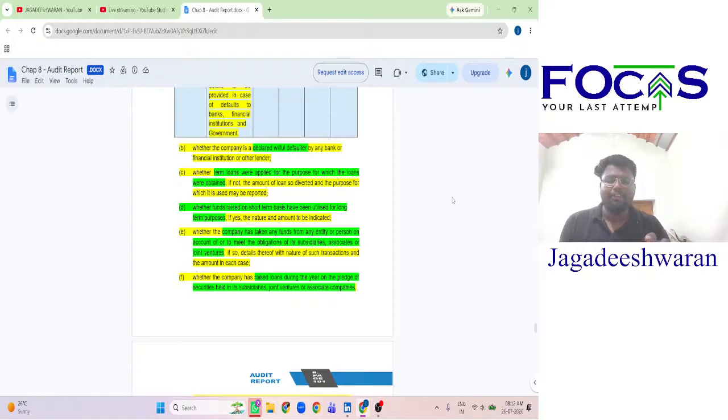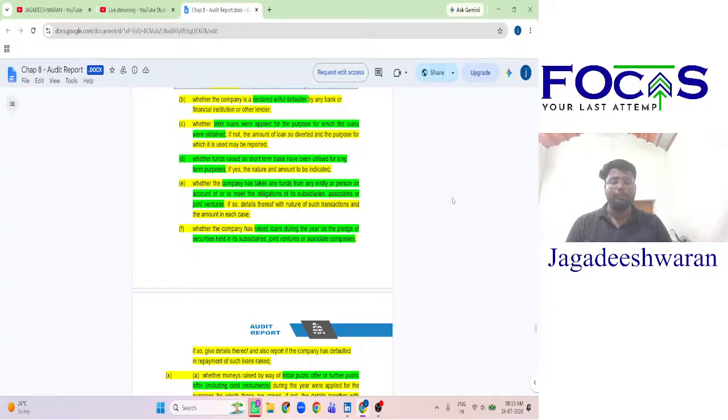The fourth point: whether funds raised on a short term basis have been utilized for long term purposes; if yes, the nature and amount to be indicated. If we obtain a loan on a short term basis but invest or utilize it for a long term purpose, we cannot take the return out of it to repay on a short term basis, because short term means the repayment term will be less. So if we are utilizing it for long term purposes, we have to mention the nature and amount.